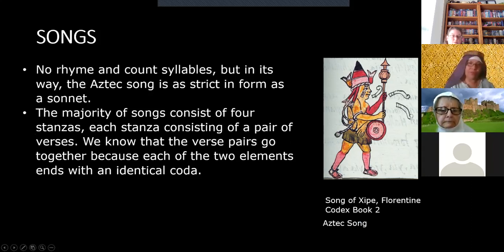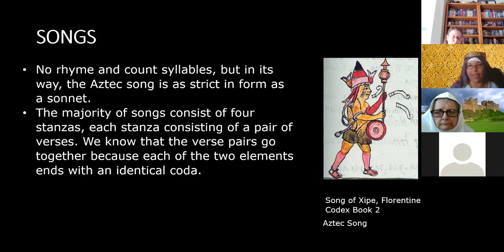So she also said that there was no rhythm or count of syllables. But in its way, the Aztec song is as strict in form as a sonnet. The majority of songs consist of four stanzas, each stanza consisting of a pair of verses. We know that the verse pairs go together because each of the two elements ends with an identical coda. This is very interesting.